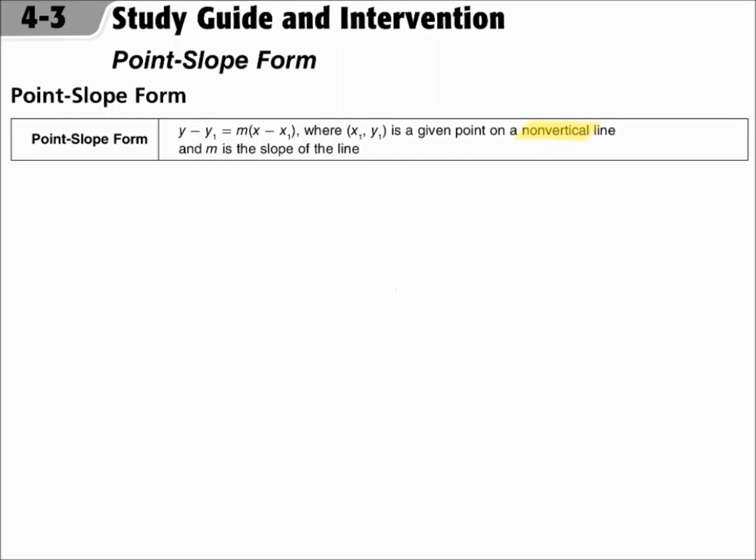This is lesson 4.3, point slope form. Your objectives are to write equations of lines in point slope form and to write linear equations in different forms.